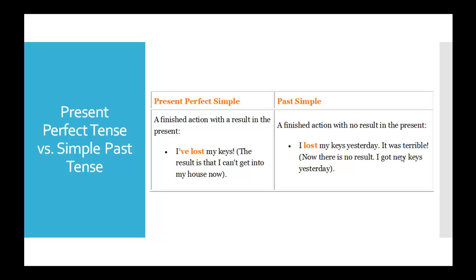Let's take other examples. We would say, I have just finished my homework. In this sentence, we use present perfect tense because this action has a result in the present. On the other hand, we would say, I finished my homework yesterday. In this sentence, we use past simple tense because we know that there is no result in the present time.